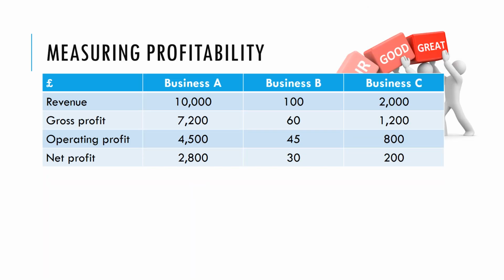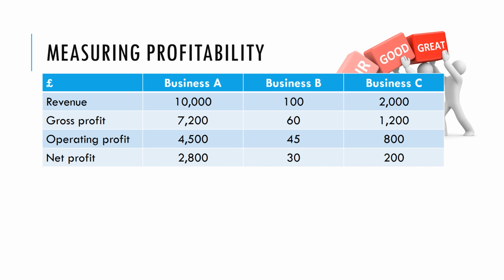So let's consider these three businesses: business A, business B, and business C. And what I'd like to do is just pause the video for a second and think which of these businesses is performing the best. Well, it might be difficult to say which business is performing the best, because these businesses are clearly very different sizes. Business A is clearly the largest, £10,000 worth of revenue. Business B only has £100 of revenue, quite small, and business C is somewhere in between. So it's hard to make a comparison. What's better here, £2,800 profit or £30 profit, but that's only come from a much smaller business.